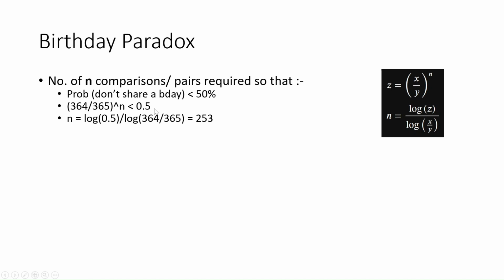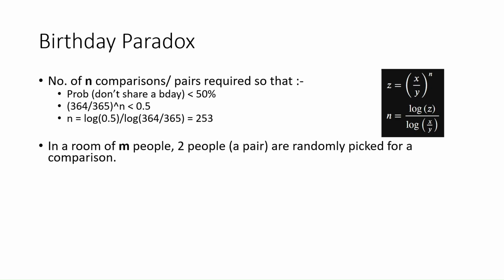This kind of expression in algebra can be solved by taking log on both sides, on the left hand side and right hand side, and this is what I've shown here. If we take log on both sides, then we can find the value of n as given in this expression. Exactly the same formula is used here, and when we solve this equation, we get the answer 253. What this means is that we need 253 pairs, or 253 comparisons, to achieve a probability of 0.5 that none of these pairs are sharing a birthday. Not even one of them.